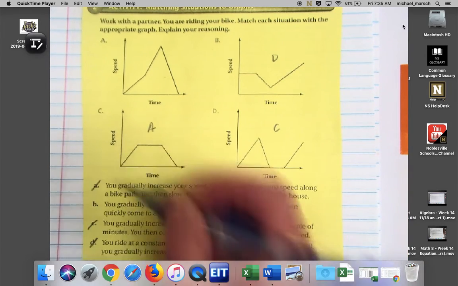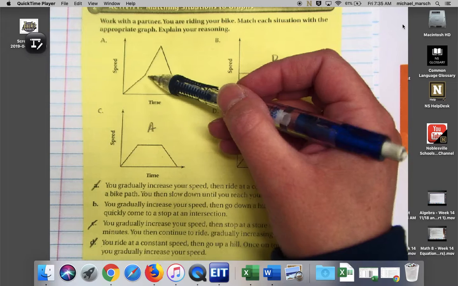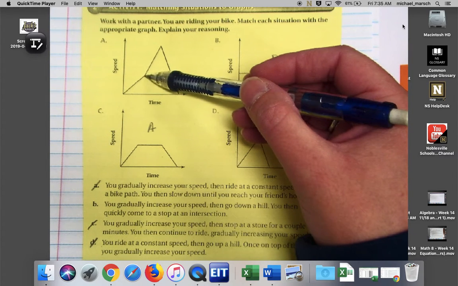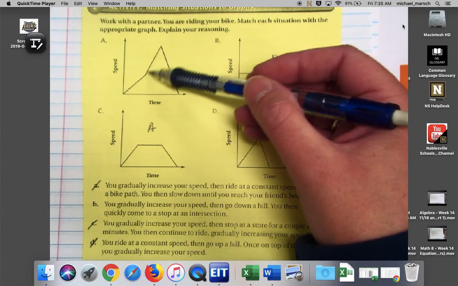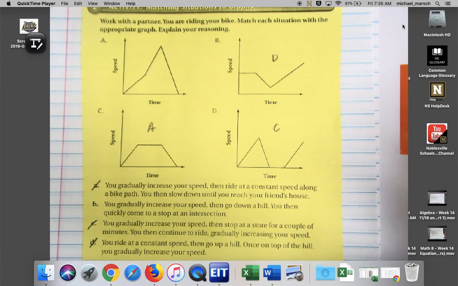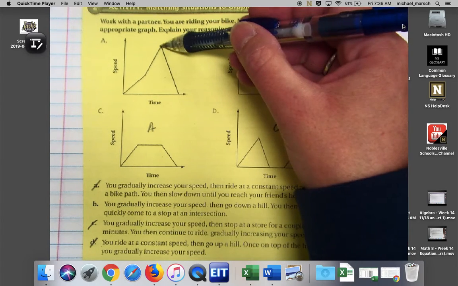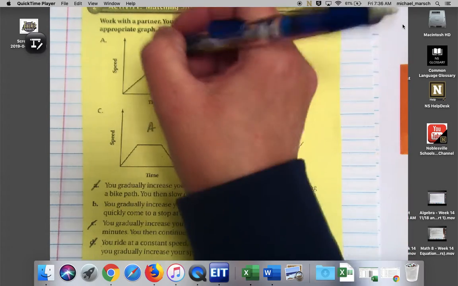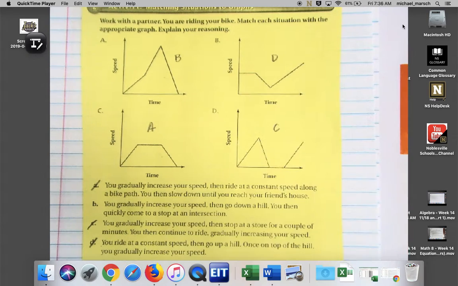And then all we're left with is B. You gradually increase your speed, then go down a hill. So even though this looks like I'm going up a hill visually, this is my speed increasing as I go down a hill, right? Then you quickly come to a stop. So your speed is like abruptly stopping. So this would be graph B.